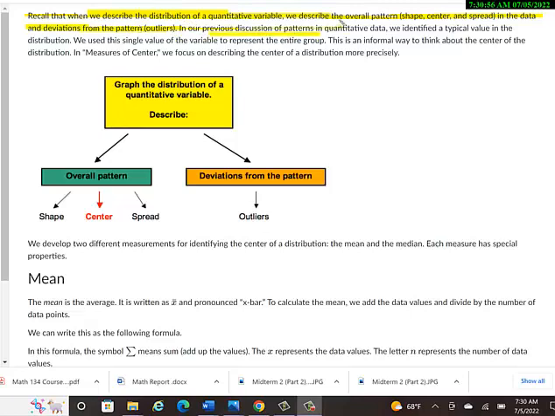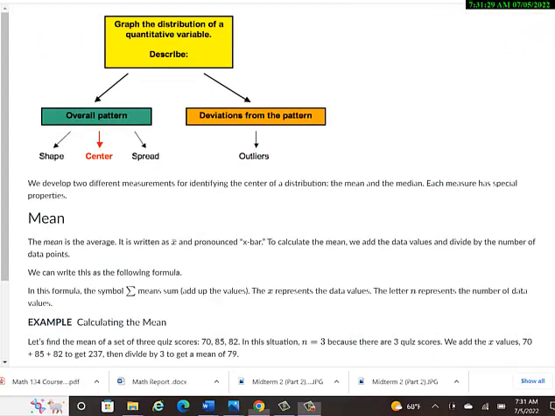In our previous discussion of patterns and quantitative data, we identified a typical value in a distribution. We used the single value of the variable to represent the entire group. That was the informal way of finding the center. But today we're going to talk about a few different ways to find measures of center and when you would want to use one versus another. In measure of center, we focus on describing the center of a distribution more precisely.